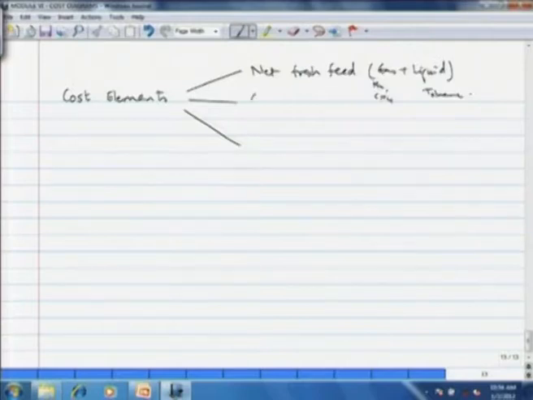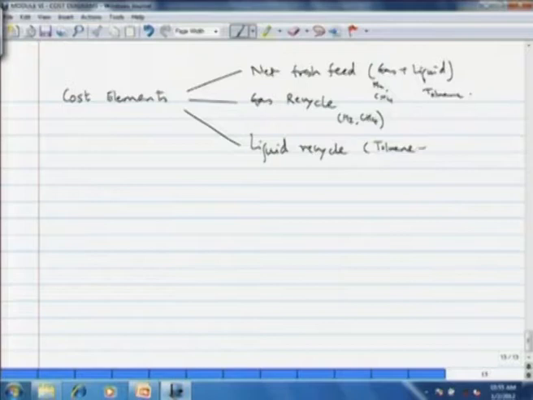Okay. Then next is the gas recycle, that is H2 and CH4, and finally the liquid recycle, that is toluene plus diphenyl. Oh sorry, I am sorry, diphenyl is not recycled in the loop, so only toluene. Okay. So what we will do is that whatever cost that we have lumped for a particular operation, we will allocate to the 3 streams that are involved in the operation, and these are our cost elements: net fresh feed, gas recycle, liquid recycle. Now what strategy we follow now to allocate these costs?